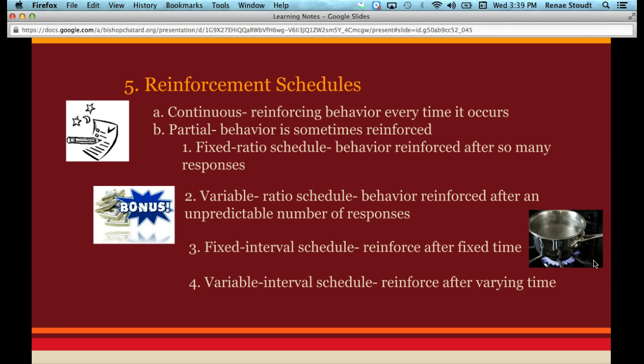The last schedule is a variable interval schedule, where you're reinforced after a varying amount of time. So the book talked about an example of checking your email.